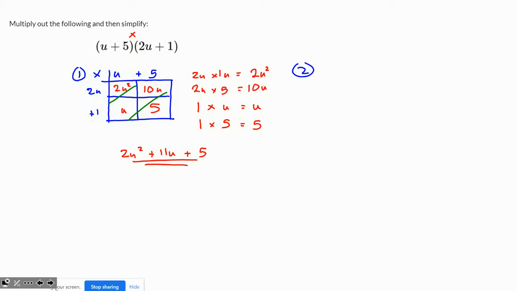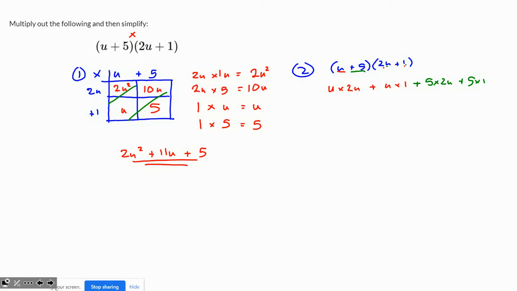The other approach then, having u plus 5 times 2u plus 1, is where we take our first term in our first bracket and multiply it by everything in the second bracket. So u times 2u plus, and then u times 1. So I'm putting a dot under them to show that I've done them. And then I'm going to have 5 times 2u, dot under there to show I've done it. And then 5 times 1, dot under there to show I've done it.